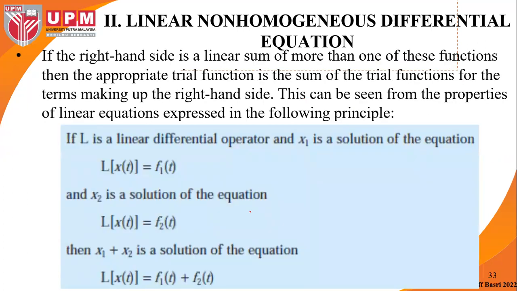What happens if the right hand side is a linear sum of more than one of these functions? Then the appropriate trial function is the sum of the trial functions for the terms making up the right side. It can be seen from the properties of linear equations. For example, you have a linear differential operator, L x1(t) equal f1(t). You have a second solution, L x2(t) equal f2(t). Then x1 plus x2 is a solution, meaning L x(t) is equal to f1(t) plus f2(t).